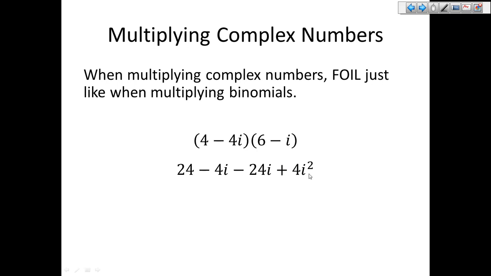Now, this right here is why we talked about the powers of i. What's that going to be equal to? Well, it's equal to a negative 4 because i squared equals a negative 1. So now I just combine like terms. 24 minus 4, 20. Negative 4i minus 24i is minus 28i.